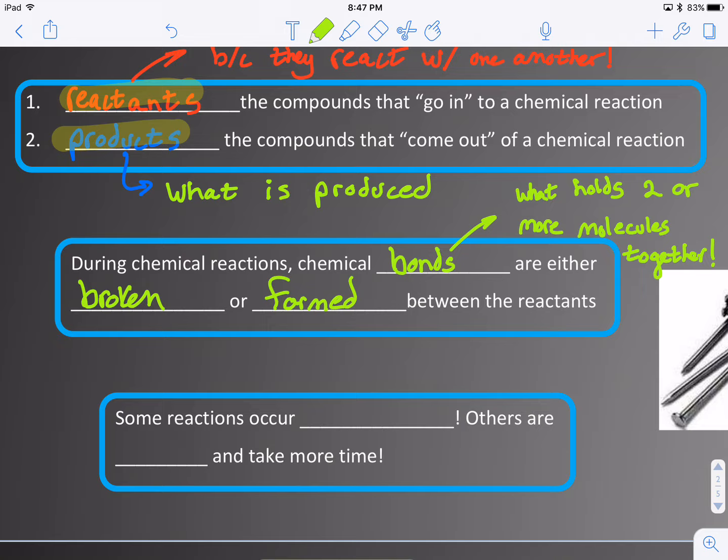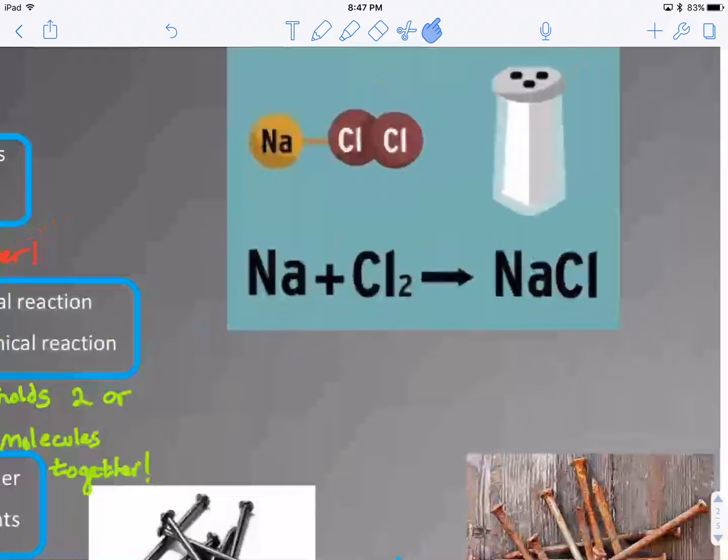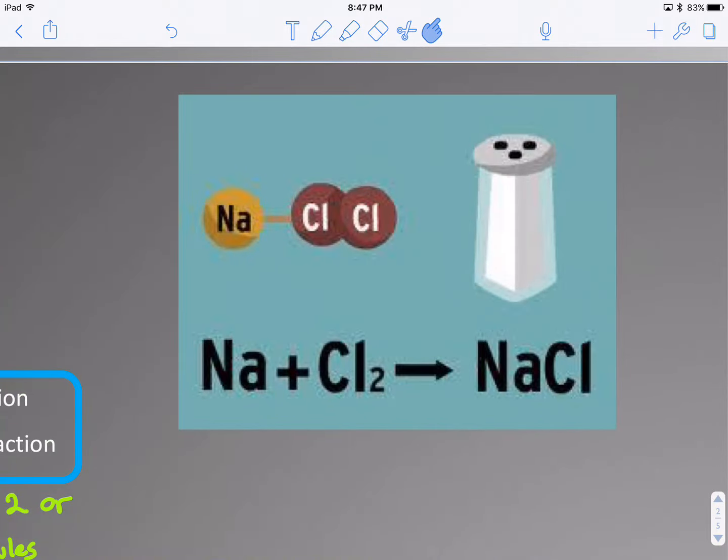Okay, some reactions occur quickly. They're very fast reactions. Others are slower. And these take more time, okay? Some examples of reactions we actually have right here. So one of them is actually salt. Okay, what happens in salt is that we have one atom of sodium, and that combines with one atom of chloride, okay, as you can see down here, and this is what creates NaCl, and this is table salt.